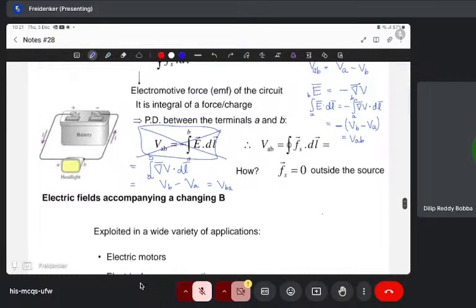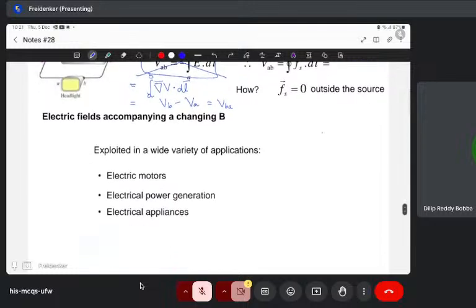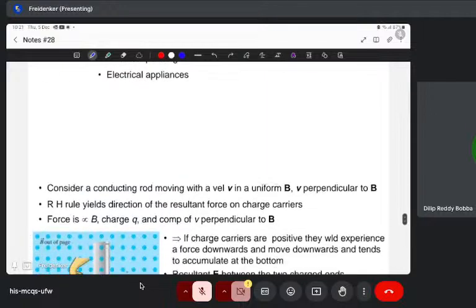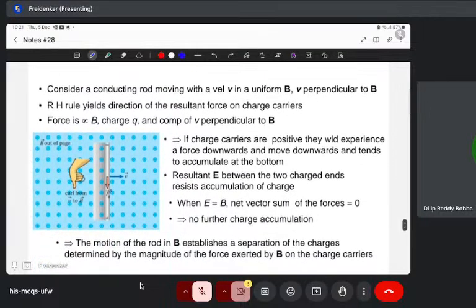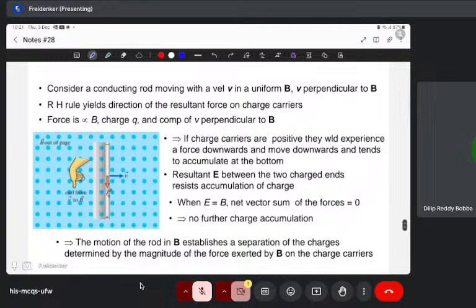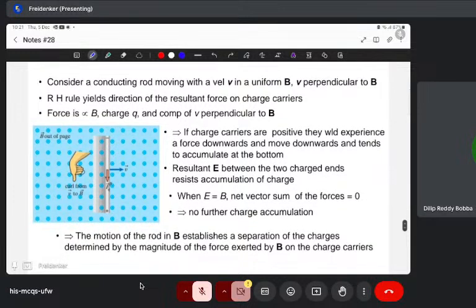Okay, so finally this integral is giving us some sort of voltage. So we'll see what that is. We'll just continue with the procedure. Considering a conducting rod moving with a velocity v. I have a rod that is moving with a velocity v in a uniform B. B is coming out of the page.